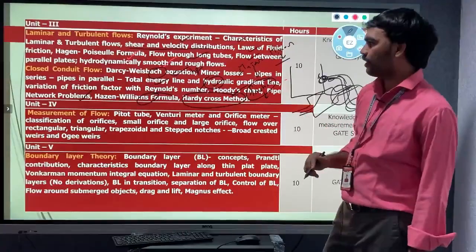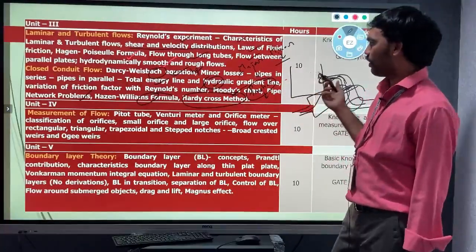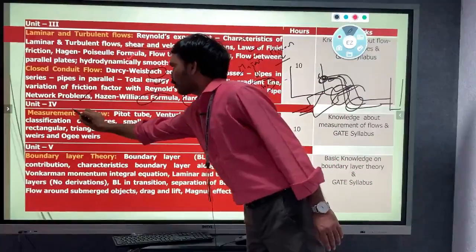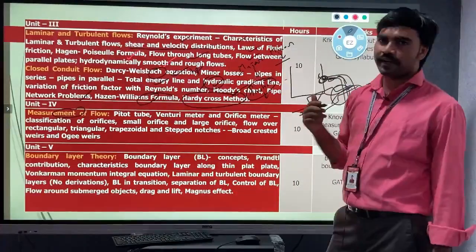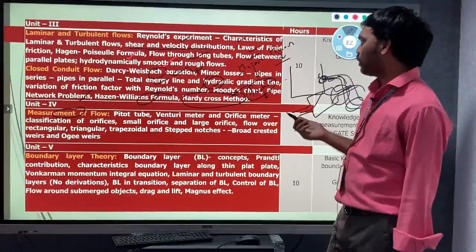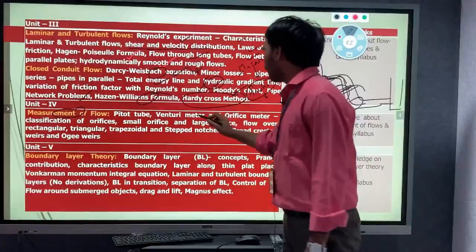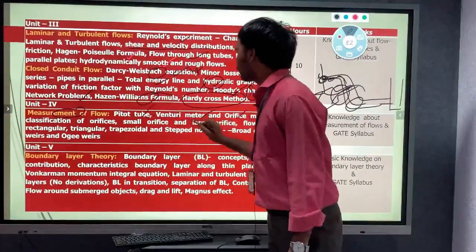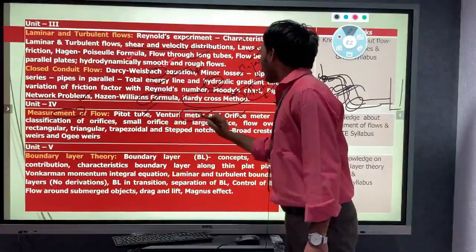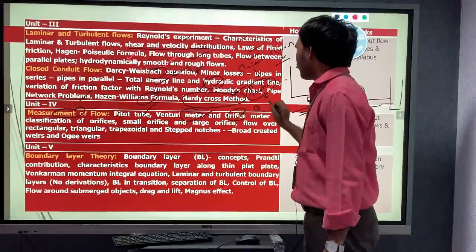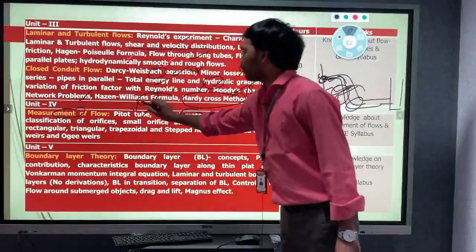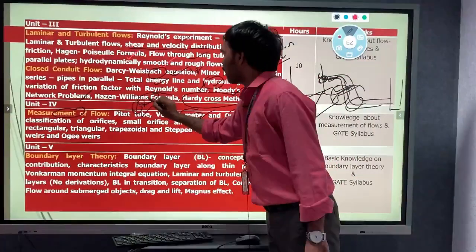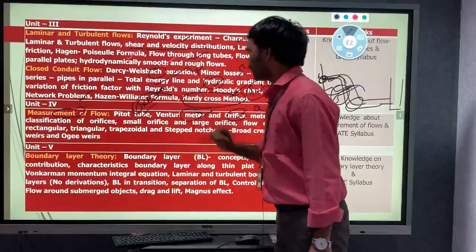In the fourth unit, we will try to find the rate of flow, or we will try to measure the flow rate in a pipe. This we can do with a Venturi meter, an orifice meter, or a pitot tube. Generally, the Venturi meter or orifice meter is used to find the discharge, and the pitot tube is used to find the velocity. Once you know the velocity, if you multiply it by the area, you will get the discharge.